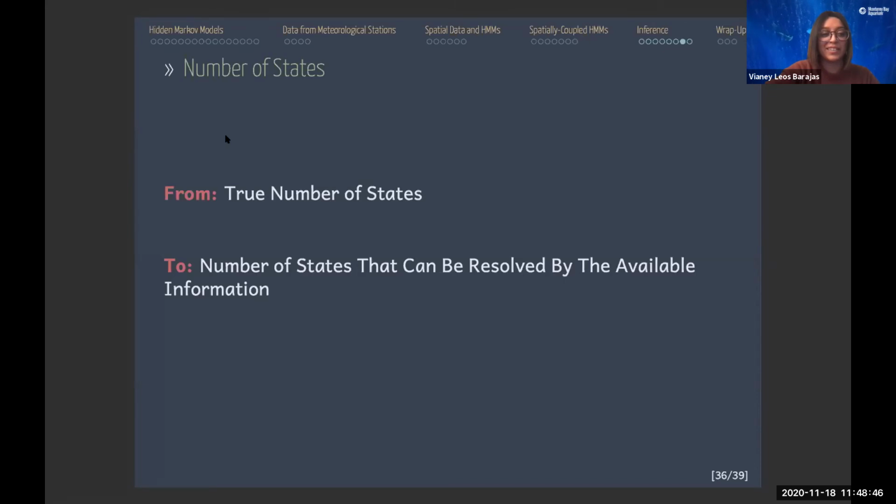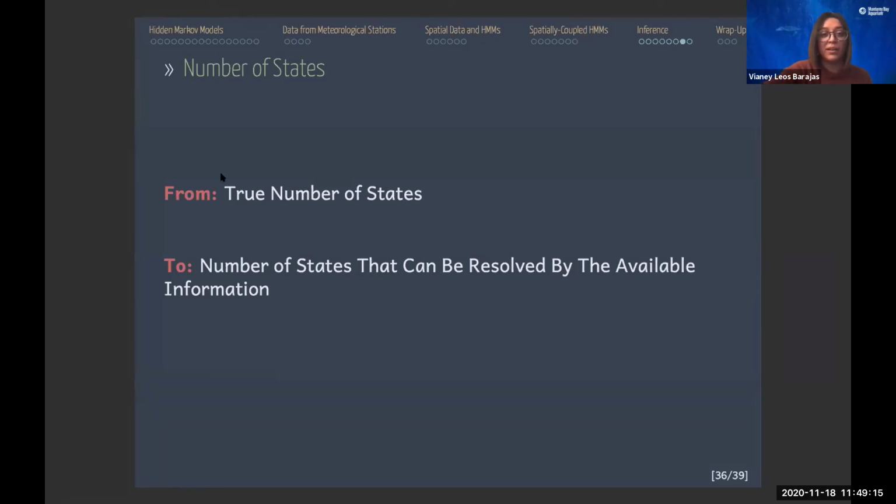The number of states, which I think was kind of what Mark is saying, is to share states across sites. I think there's a tendency to try to identify, well, what is the true number of states for my time series, for my data? But what I've seen also, it can depend. If you have more data, you might end up needing more states. So I'm sort of trying to transition from the true number of states for a certain process to the number of states that can be resolved by the available information, by the model specification.